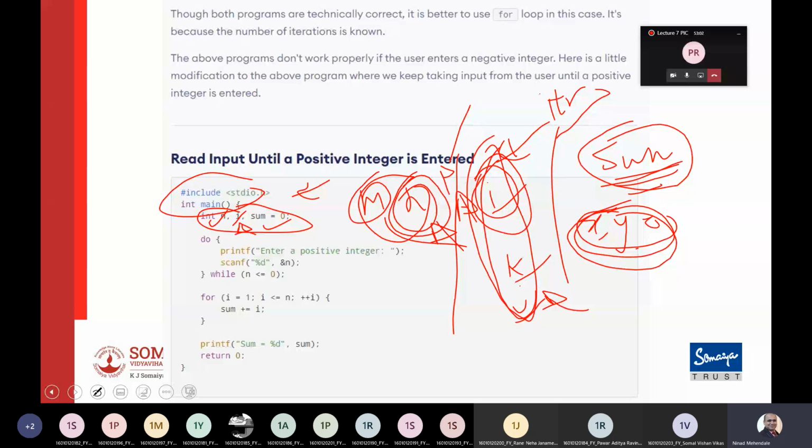So here you ask the user to enter a positive integer and then read it with %d. This program will keep on running until the user enters a negative number. As soon as the user enters a negative number, this while loop will break, and then it will do the summation up to that point. So even if you put a negative number, this particular program won't have any issues, and finally you print the sum and return the value.